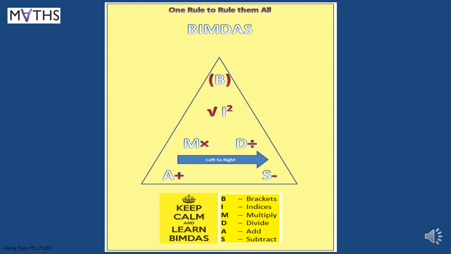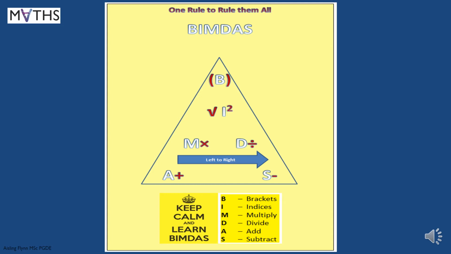Next comes I for indices. Indices are also called powers or exponents, and included in that we can get roots or square roots. We'll study these in more detail later in the course. We'll have a few short examples later on. And following that, we have M and D, multiplication and division. You see they're on the same level. They are the reverse of each other, and so they are of equal importance. When you find them together in a problem, you just work from left to right.